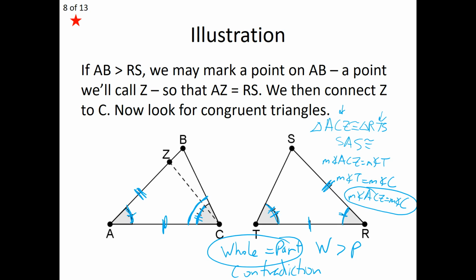We assumed that AB and RS were not equal to each other. We assumed that AB is greater than RS. Now, if I had assumed that AB was less than RS, you would see that we would arrive at the exact same contradiction, where we would claim the whole is equal to the part, and that can't be true. The whole is always greater than the part. So now, since AB cannot be less than RS and AB cannot be greater than RS, we have a contradiction with either of those two conclusions.